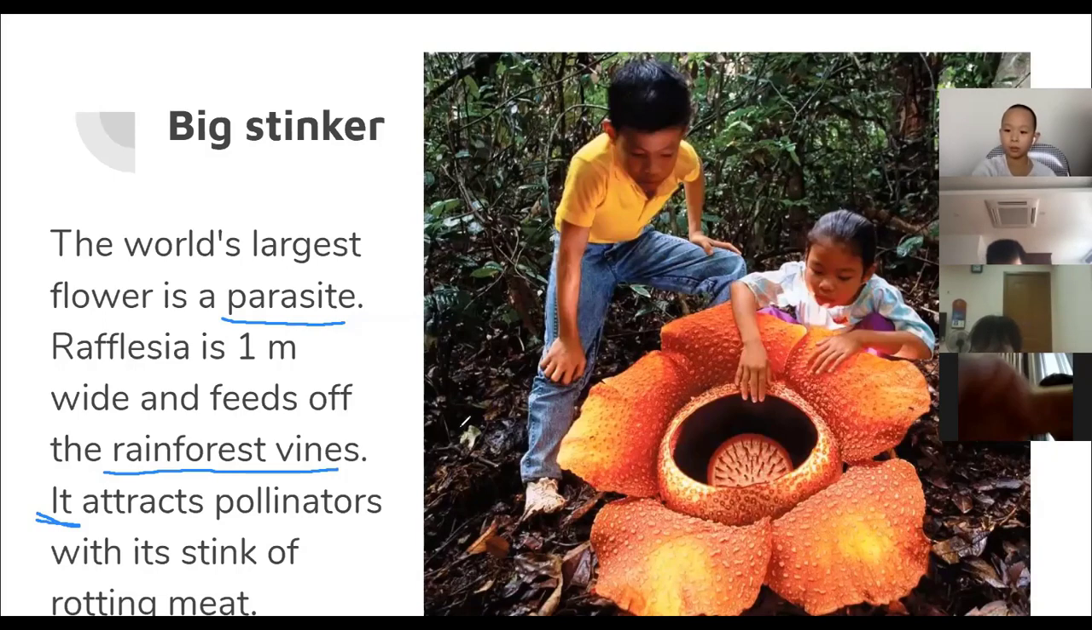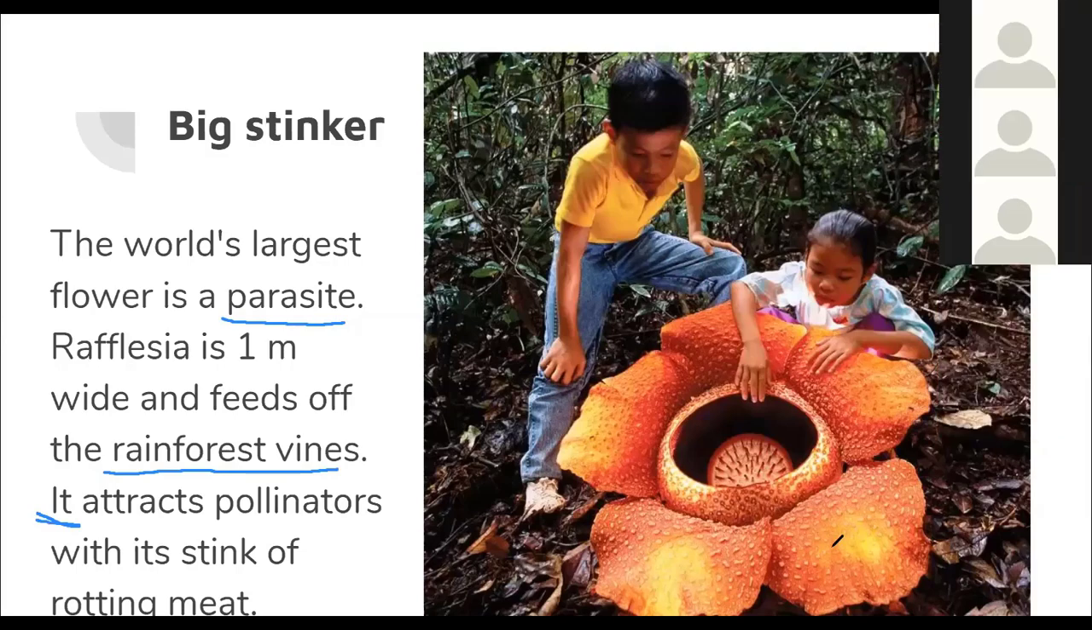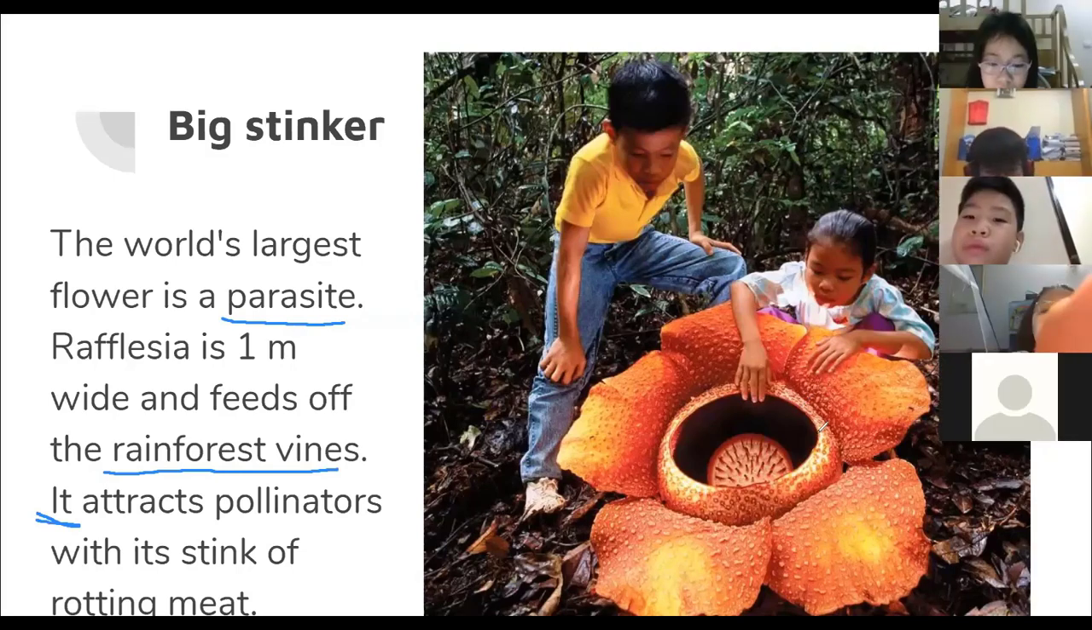What type of pollinators would be attracted to rotting meat? Does anyone know a pollinator that would be attracted to rotting meat? Anyone have a guess? Who likes rotting meat? Raise your hand if you have a guess. Yuck. Okay, I'm going to call on Katie. I think flies. Yeah, flies. If you ever see meat out, you probably see a bunch of flies.